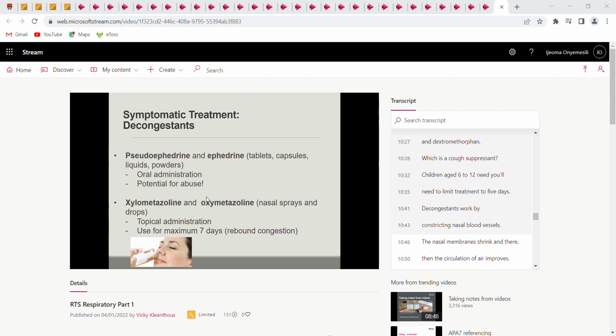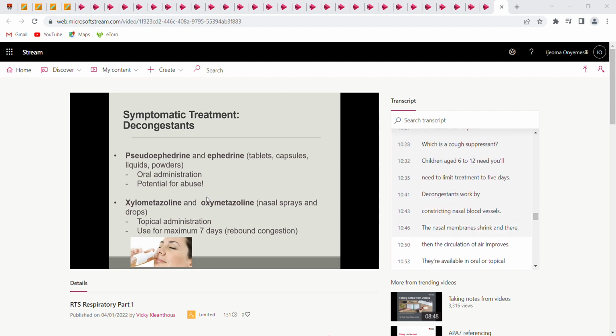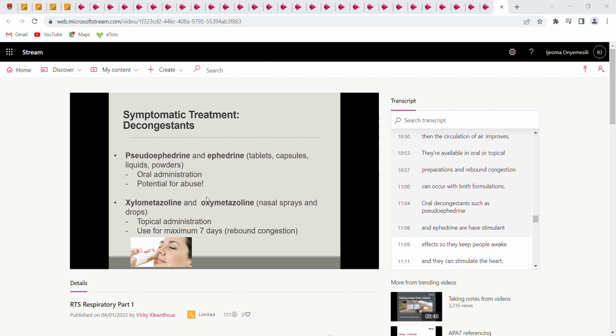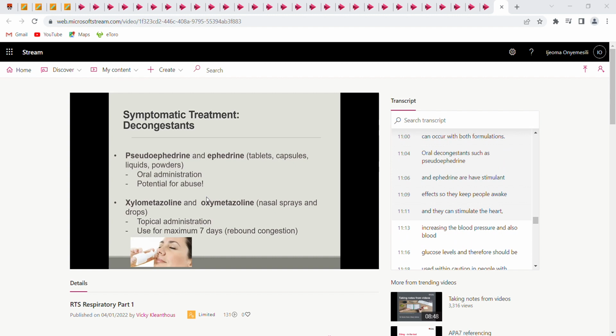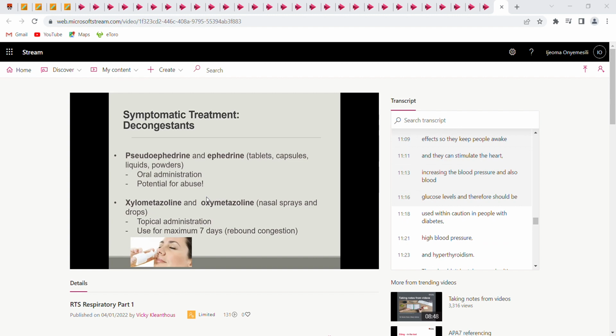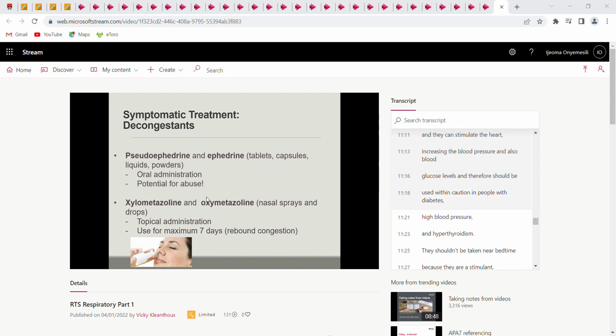Decongestants work by constricting nasal blood vessels. The nasal membranes shrink and then the circulation of air improves. They're available in oral or topical preparations, and rebound congestion can occur with both formulations. Oral decongestants such as pseudoephedrine and ephedrine have stimulant effects, so they keep people awake and they can stimulate the heart, increasing the blood pressure and also blood glucose levels, and therefore should be used with caution in people with diabetes, high blood pressure and hyperthyroidism.